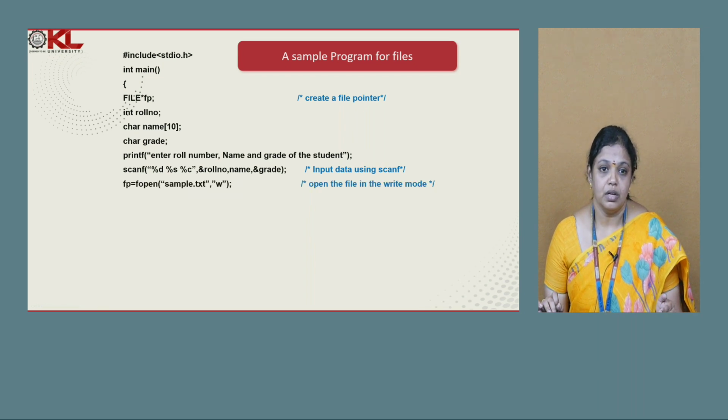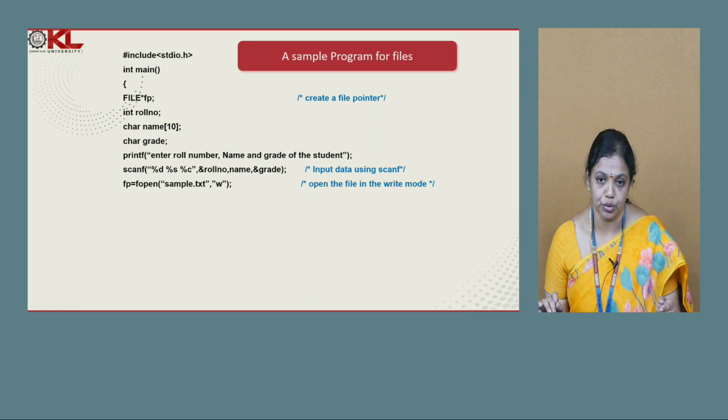And now you can see FILE star fp. Using the same file pointer, I have opened the file. The name of the file is sample.txt. It is a text file, and I am going to open it in write mode. So open the file in the write mode. Just have a look at the function. The function is fopen. Now the file is open for you.